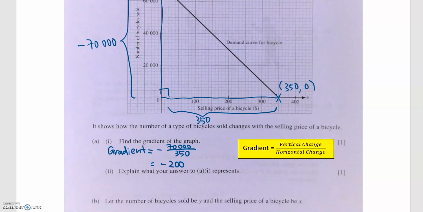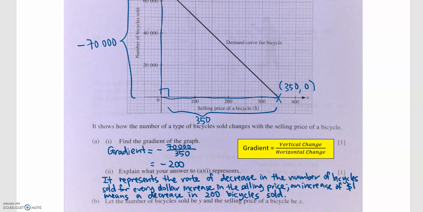So I'll write this in. Writing it down, it represents the rate of decrease in the number of bicycles sold for every dollar increase in the selling price. You can also explain it: an increase of $1 means a decrease in 200 bicycles sold.